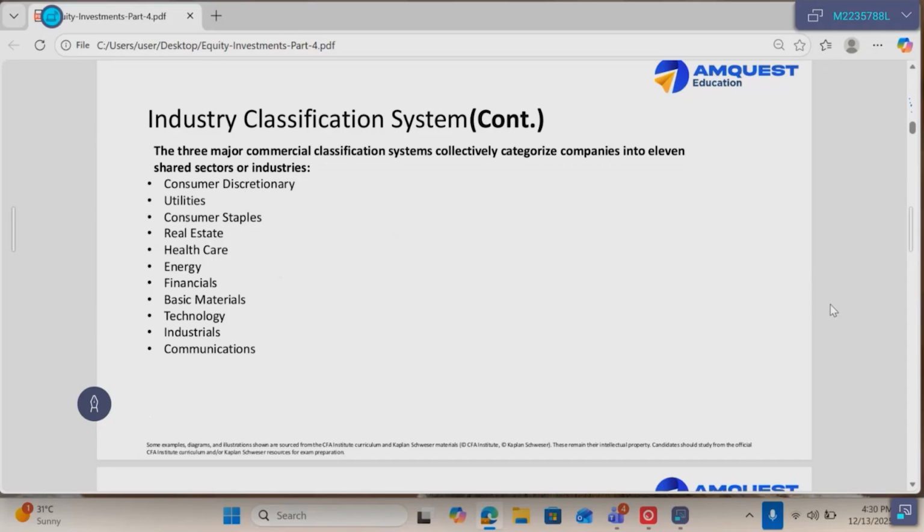We have banking, insurance, mutual funds, capital markets. In basic materials, we have chemicals, cement, construction materials. Technology is obvious again. Then in industrials, we have defense, aerospace, logistics. And in communications, we have telecom, social media, entertainment, Netflix, Amazon Prime, etc.